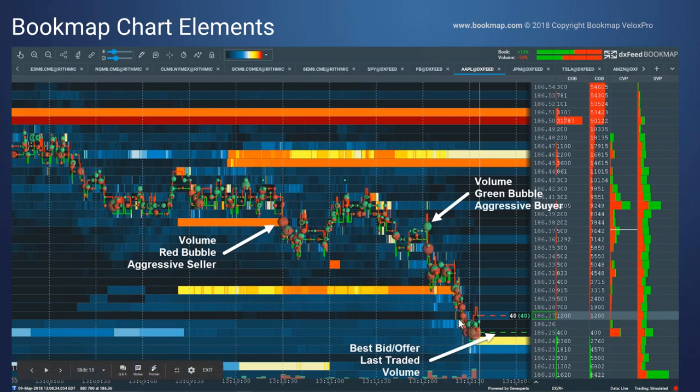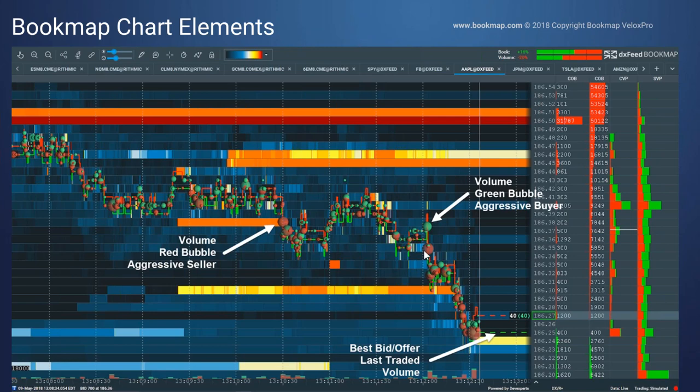Now, best bid and offer down here. Last traded volume is this number here. Here's our price ladder, again in this Apple example. Then let's go over the transactions, these dots. That's the third element on this Bookmap chart. Best bid and offer is the first, historical best bid and offer here. The heat map we just covered. Now the transactions: a red dot is an aggressive market sell. They hit the market sell button. They took liquidity.